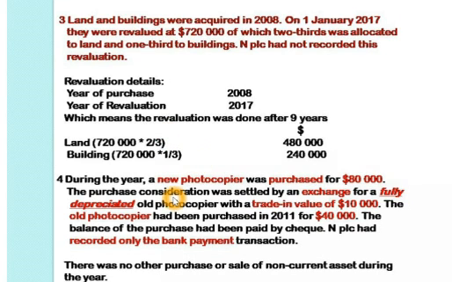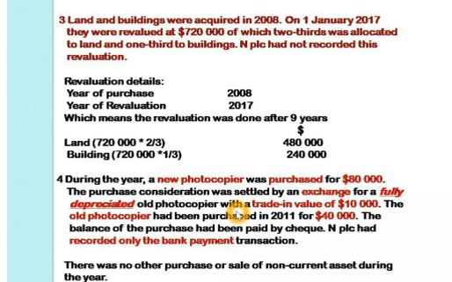So in the fourth transaction, it is stated that during the year a new photocopier was purchased for $80,000. So this will increase our fixed assets. Then the purchase consideration was settled by an exchange for a fully depreciated. That means the asset value of this old copier should be 0. That is, it is fully depreciated.